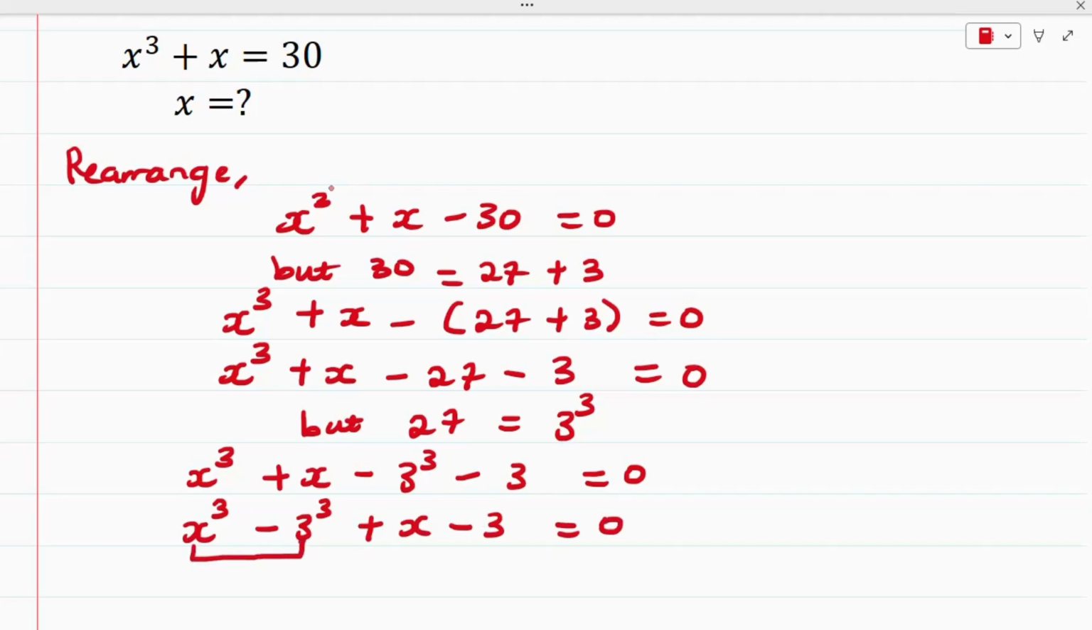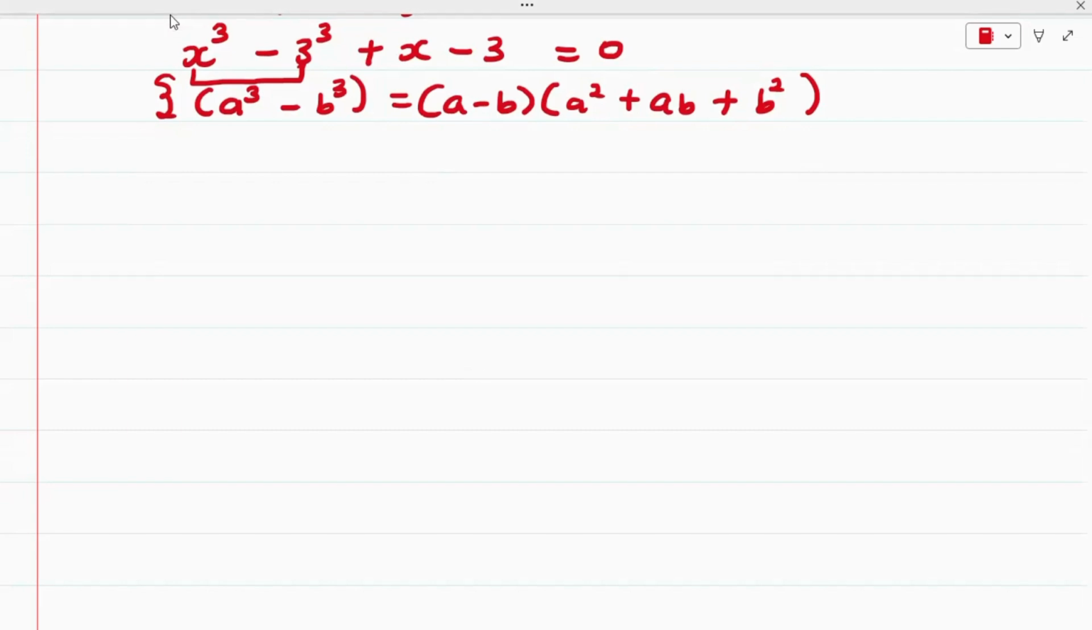So from this point up to this point, we want to simply apply the difference of cubes formula that says if we have a raised to the power of 3 minus b raised to the power of 3, this is equal to a minus b multiply a squared plus ab plus b squared. So applying this formula, we have that a is equal to x and b is equal to 3.